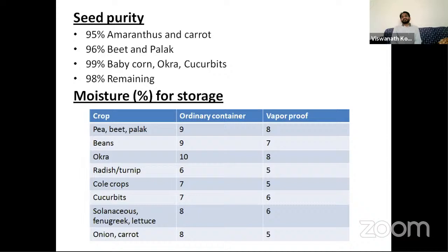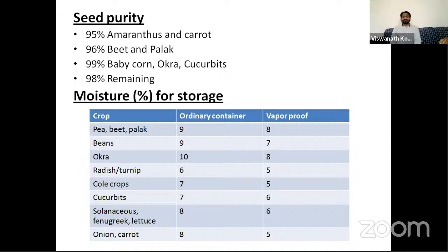So we can easily identify off-type or other crop seeds. Any admixture, we can easily identify because of the big size of the seed. So we have to maintain a high genetic purity of 99% in these crops. But in the case of amaranthus and carrot, the seed is very small. Amaranthus and carrot seeds are very small. It is very difficult to identify the off-types, weed seeds, other crop seeds, or inert matter like stones and pebbles. So the genetic purity is less in the case of amaranthus and carrot.